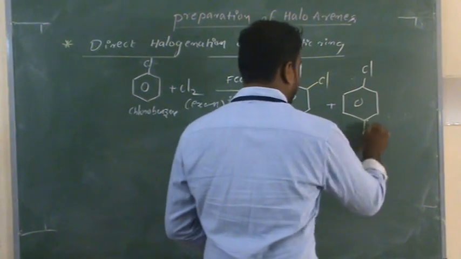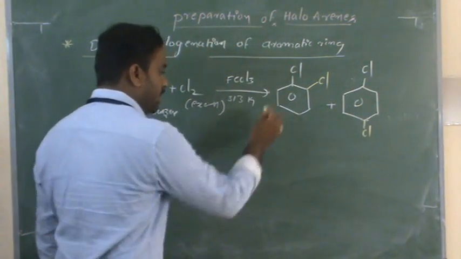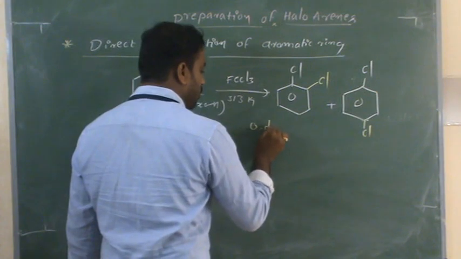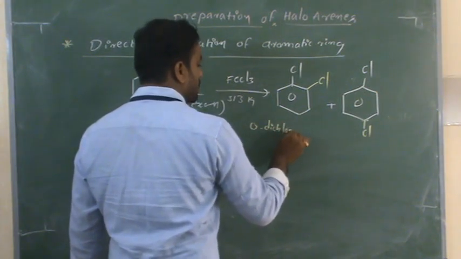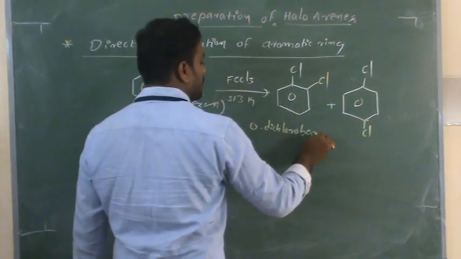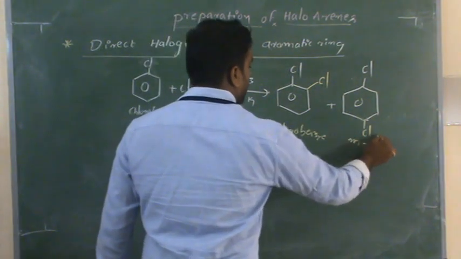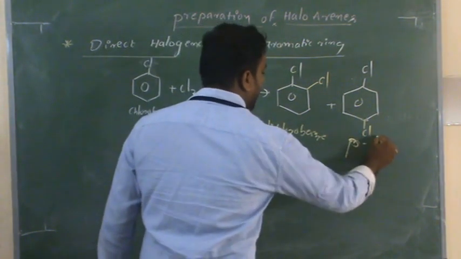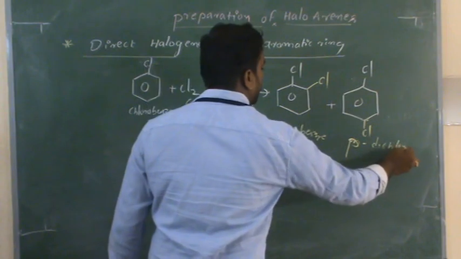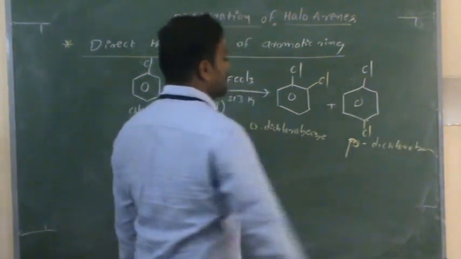There is a possibility to attack the para position. Then what is the name of this? This is called ortho dichlorobenzene. And this is para dichlorobenzene.